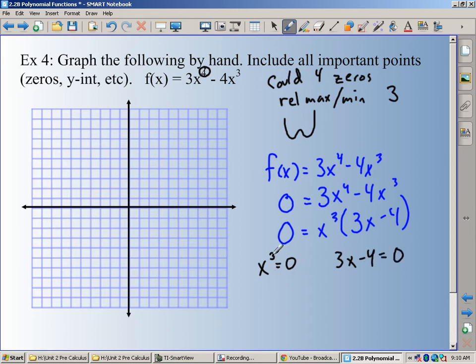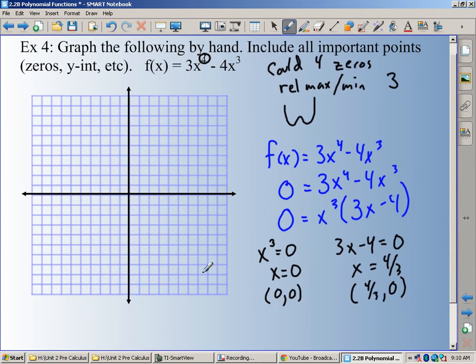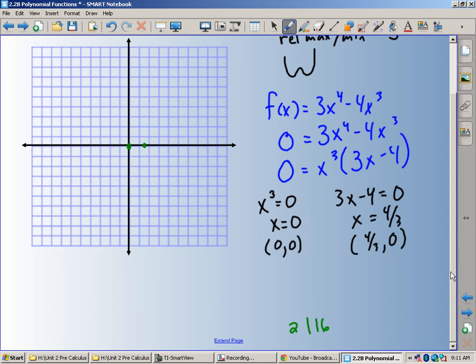So now I have an ordered pair of (0, 0). That is one of my zeros of the function. And over here, when I solve, I get x equals 4/3, which gives me (4/3, 0) as another place on my graph. So I'm going to plot (0, 0), and I'm also going to plot 4/3, which is approximately there. So now to get the rest of my graph, I'm going to set up a t-table and plug in some values around these points.